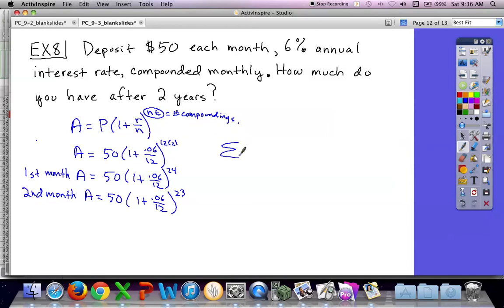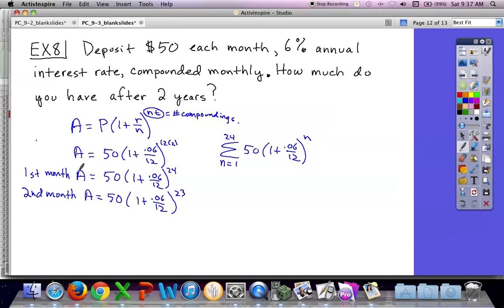So we're looking at a formula that looks like this. It's the sum, and I'll use n as the index, n equals 1 to 24 of 50 times 1 plus 0.06 over 12 raised to the n. When I put in n equals 1, that's for the $50 that was in there 1 month. If I put in n equals 2, that'll be in for 2 months. If I put in n equals 24, that's the first $50 that we put in.